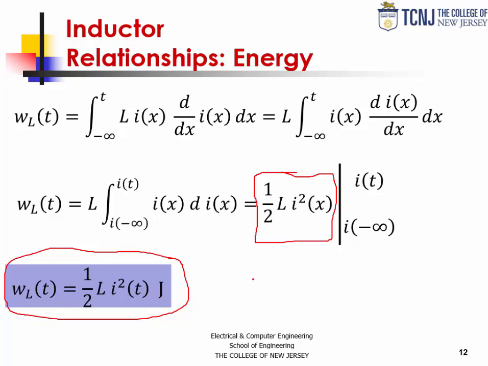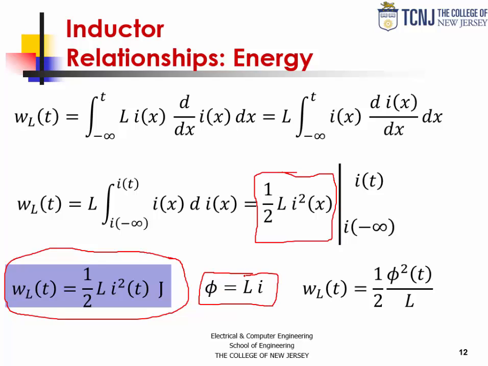So the energy stored in an inductor is 1/2 the inductance times the current squared, in joules. Remember that the magnetic flux is equal to the inductance times the current, and if we substitute that, we can also see that the energy stored in an inductor, another form of looking at it, is 1/2 the magnetic flux squared divided by the inductance.